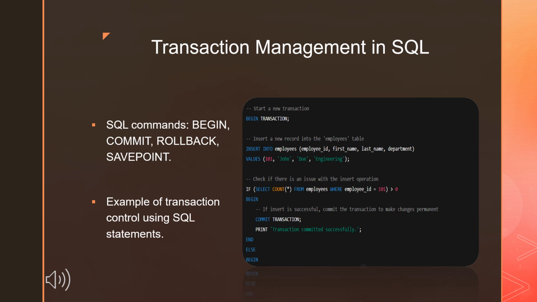For example, if you are inserting data into a table and something goes wrong midway, maybe a constraint is violated, rollback will undo all the changes made during the transaction to keep the data clean and consistent.